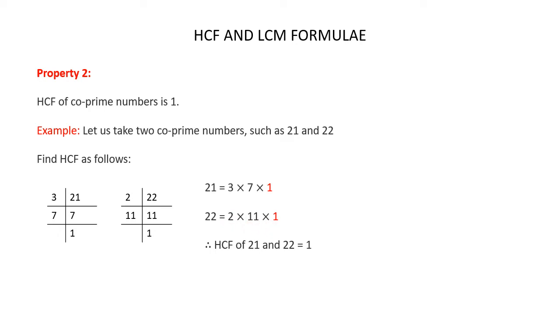When you notice these factors, you'll see that 1 is the highest common factor here. So HCF of 21 and 22 is 1. That is, HCF of co-prime numbers is 1.